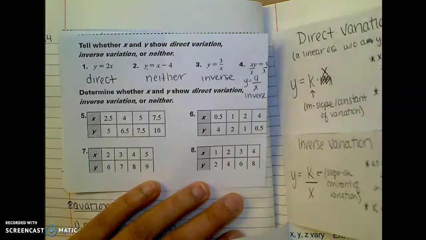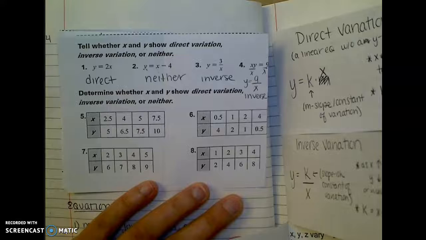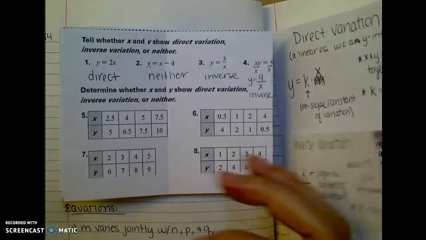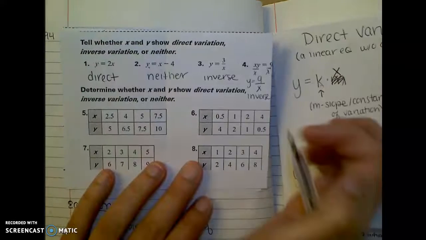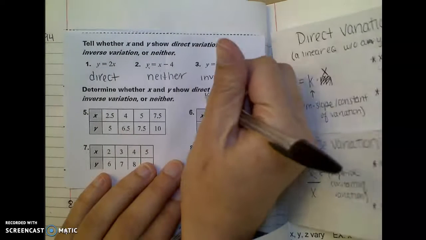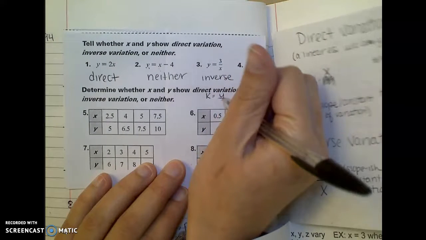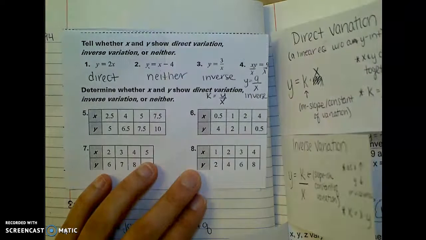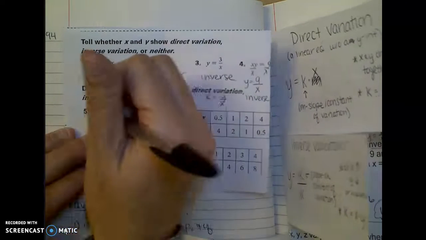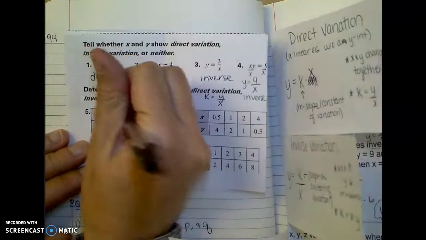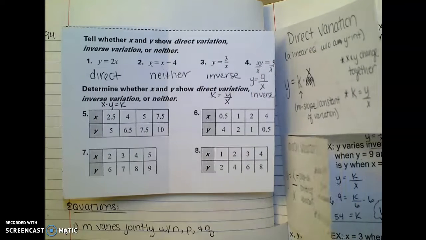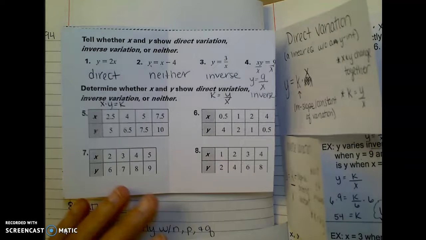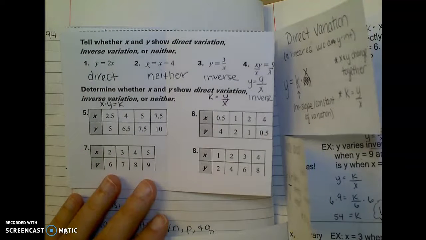Okay. Now when I'm looking at a table, I can tell if I'm direct, inverse, or neither by seeing what that constant of variation is. So if my constant of variation happens when I divide x and y, so like I get a constant number if I'm dividing, then I'm direct. If when I multiply the two, I get a constant, then I know I'm inverse. If I'm neither, then I'm neither. So I'm going to do two quick examples, or maybe I'm just going to do one.